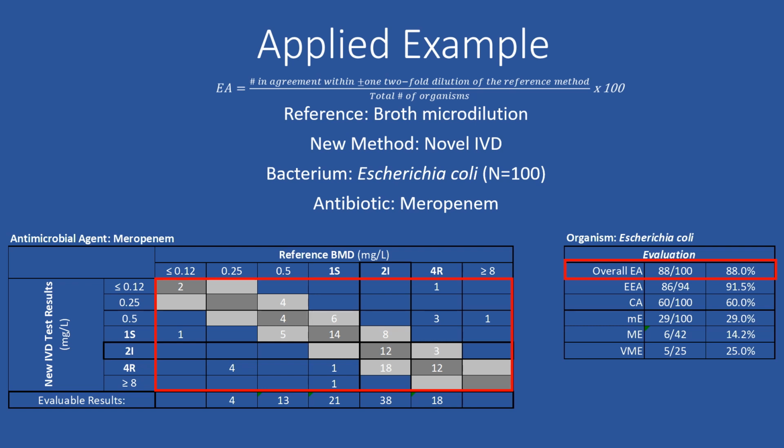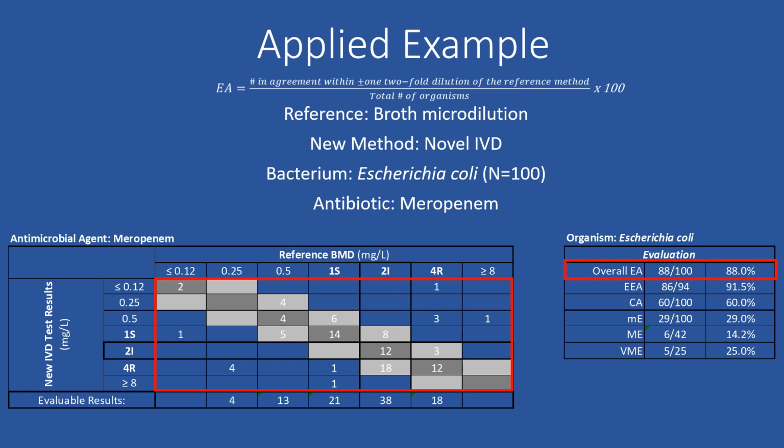Notice we are including MICs that are reported with non-discrete MICs. The interpretation of this result is that 88% of the organisms tested were within one log2 dilution when comparing the test method to the reference. Now you might be questioning why EA accounts for one twofold dilution in either direction of the reference MIC. To put it simply, it's because it's accounting for the innate variability that exists within broth microdilution testing.